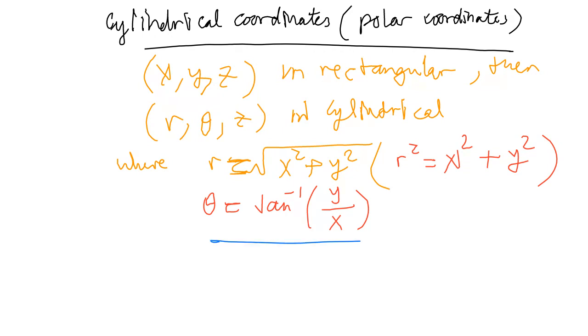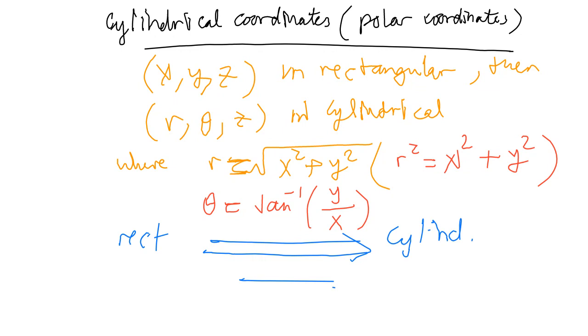That is for this direction, from rectangular into cylindrical. If you want the opposite, you have r, theta, and z, and you want to find rectangular, you have to use what? x equals r cosine theta, y equals r sine theta, and z stays the same.